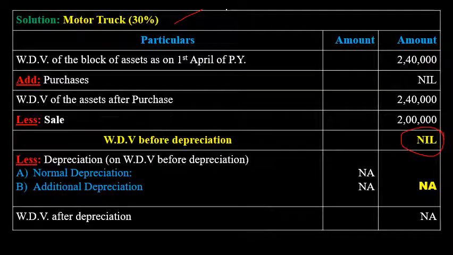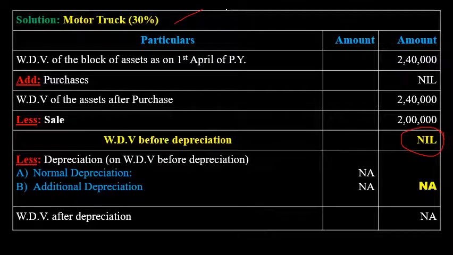So therefore here the written down value before depreciation is nil, because the motor truck did not exist. It was sold in the previous year. So therefore there is no calculation of depreciation. So depreciation is not applicable because the asset did not exist in the previous year.